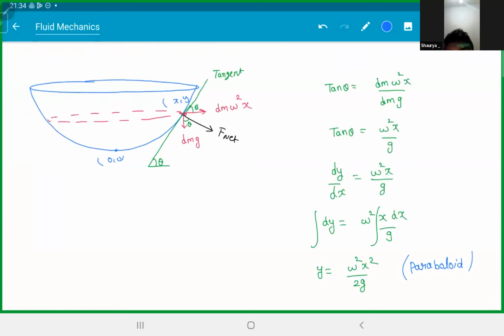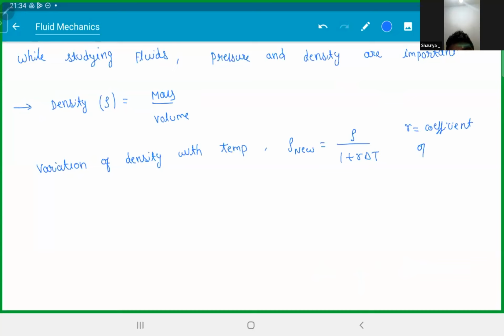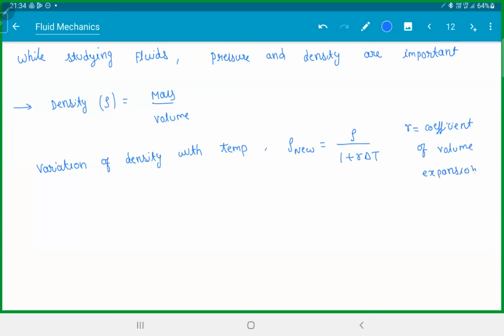Clear? So that formula is actually V final equal to V initial upon 1 plus gamma delta T only. That is the same, isn't it? I hope everyone remembers this thing. Volume will increase by V into 1 plus gamma delta T. So mass by volume, so density decreases. Delta T is the change in temperature.